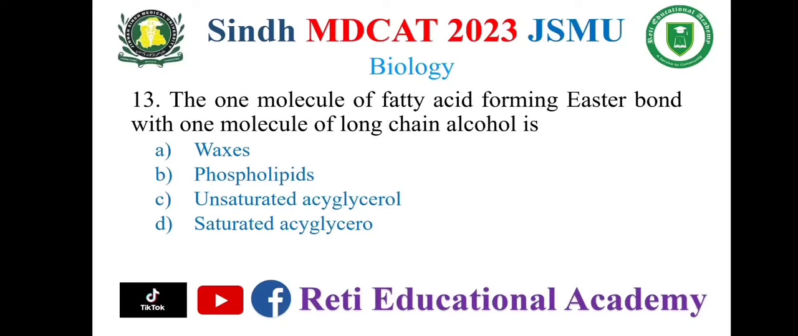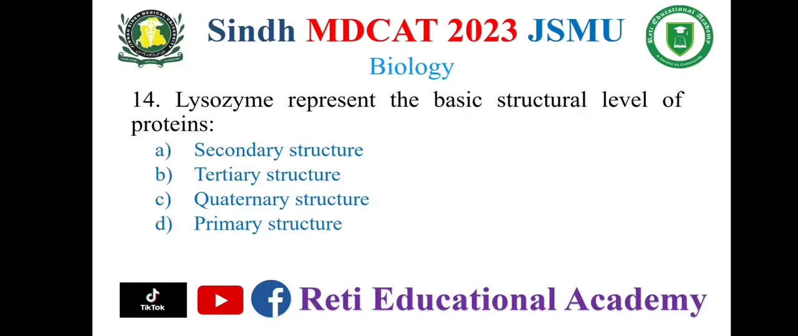The one molecule of fatty acids forming ester bond with one molecule of long chain alcohol is A. Waxes. B. Phospholipids. C. Unsaturated acylglycerol. D. Saturated acylglycerol. And the correct option is A. Waxes. Question number 14.